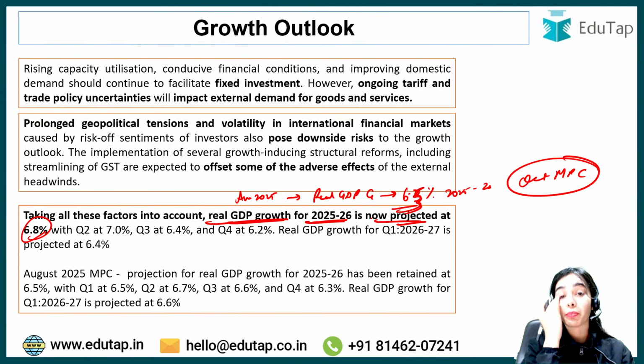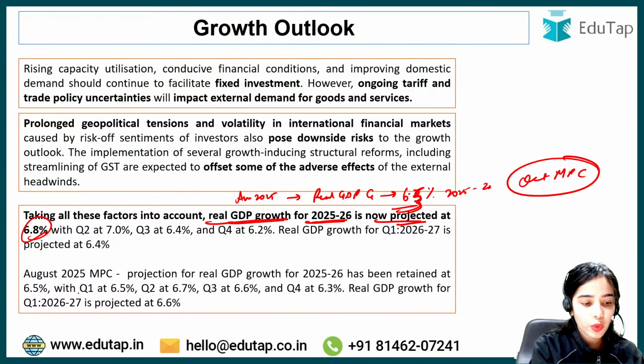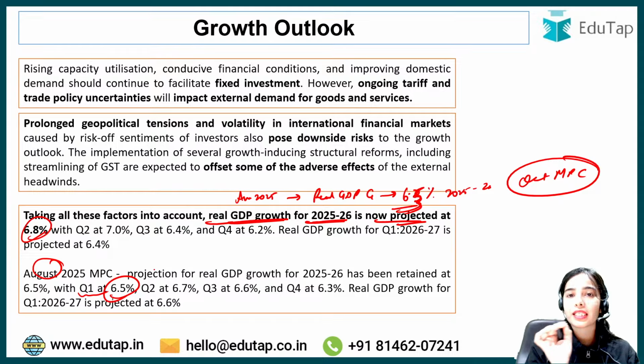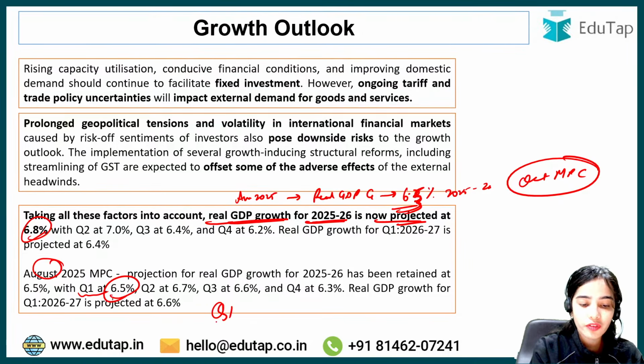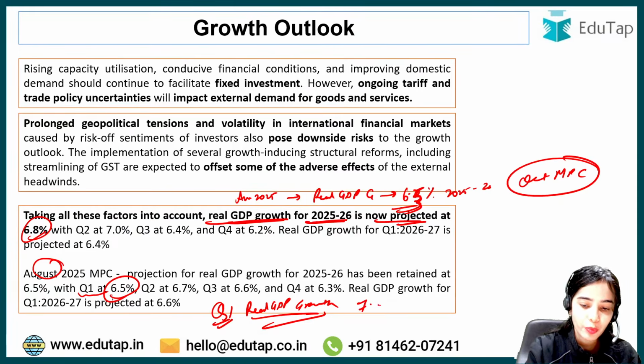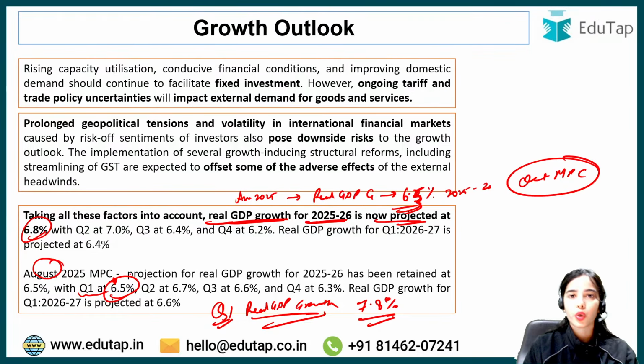This has happened because in Q1, in August, it was expected that the economy would grow by 6.5%, but in Q1 actually the real GDP growth was what percentage? Anyone can tell me? The real GDP growth in Q1 was 7.8%. So you can understand that the Q1 growth was quite high in comparison to what we expected.